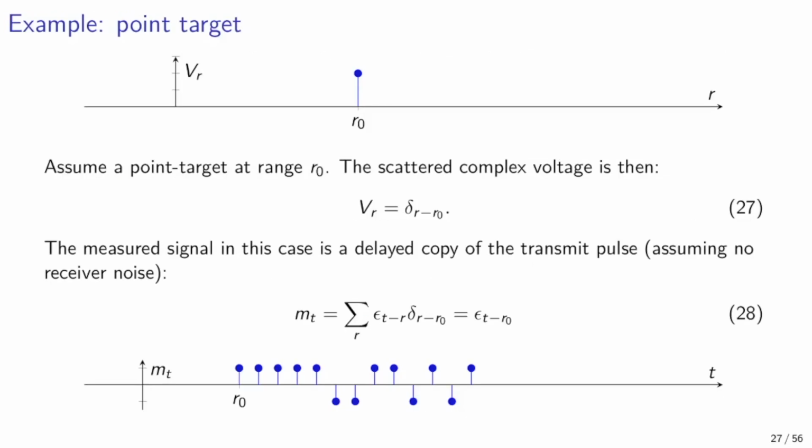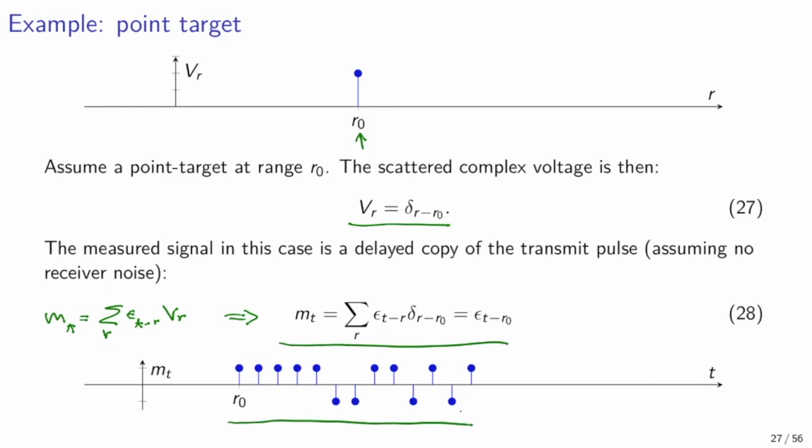I will now show a simple example of deconvolving a coherent radar target. I will use a point radar target, where only one range has a non-zero amplitude radar echo. We can express the scattered complex voltage V sub r, in this case using equation 27. Using the radar equation for a coherent target, the radar echo in this case is a delayed copy of the transmit signal, as shown below.